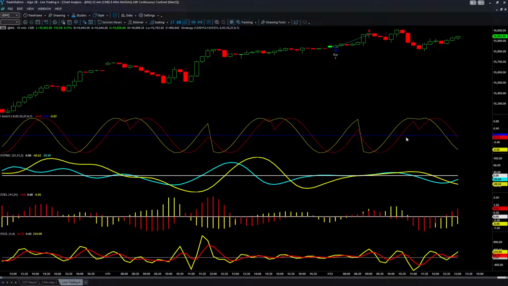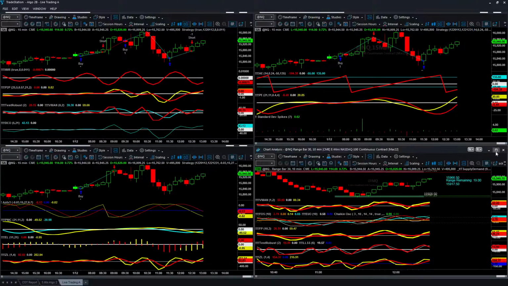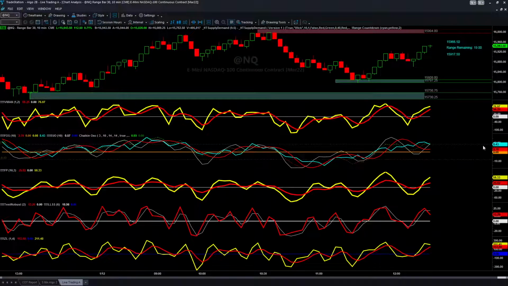This filter here is correlated with this strategy right here, so I'll know exactly when the strategy begins and ends right there. And lastly, what I've got for you guys here is this range chart. This range chart really shows me where the market's trading. It's basically trading between this resistance level and this support level right here. This is your market for today, pretty much.